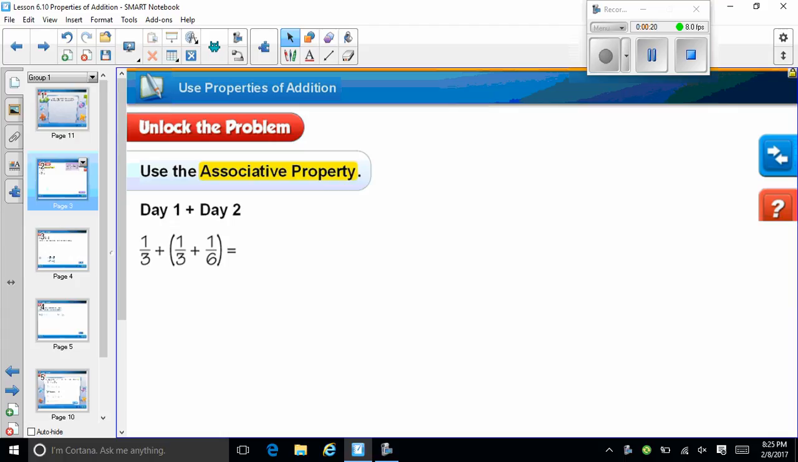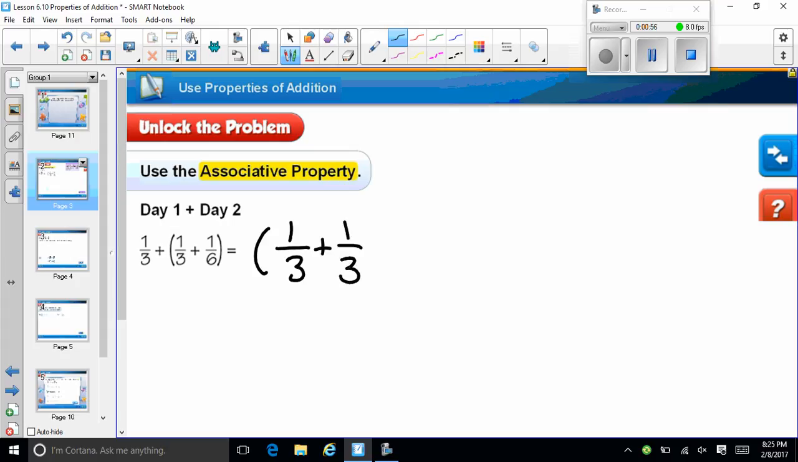The first property that we're going to discuss is the associative property. In this property, I can change the numbers, or the fractions in this case, and create new groups. In the example below, 1/3 plus 1/3 plus 1/6 in parentheses equals. I'm going to rewrite the problem so that my fractions with like denominators are grouped together. And so it would look like this: 1/3 plus 1/3 plus 1/6.